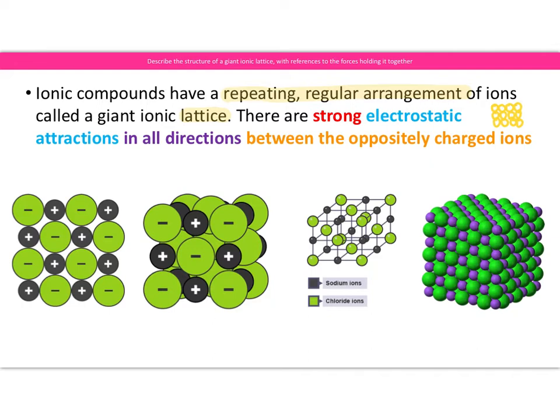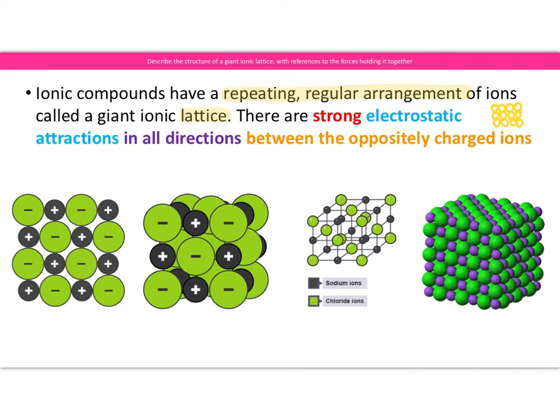And then the giant ionic bit: the ionic is to say that what we've got repeating in a regular arrangement are now ions, and the giant is just to get across the fact that we are talking about a very, very large structure. So many more circles, if you like, than we would normally have drawn in the past.